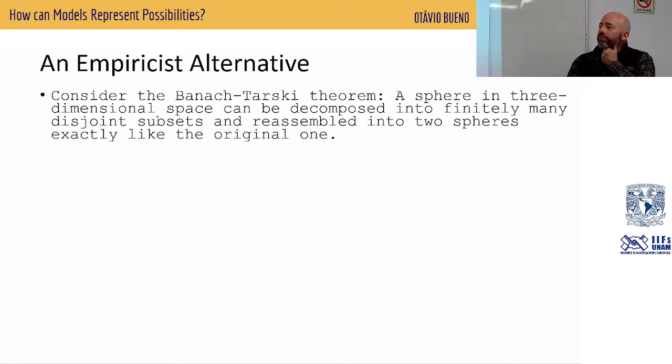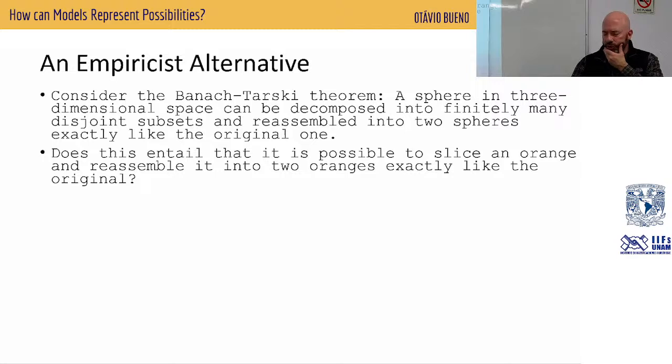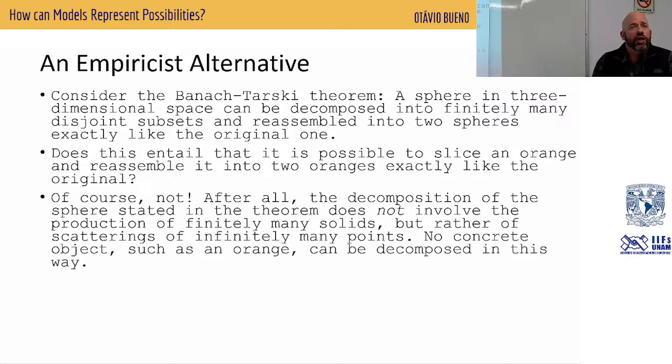So consider, for example, the Tarski-Banach theorem. This is a result in analysis. We need the axiom of choice to prove it. But basically, you have this three-dimensional sphere, and you can decompose that sphere into finitely many disjoint subsets. And then you reassemble these disjoint subsets into two spheres of the same volume as the original one. You may look at this and say, interesting. Does that mean that I can get an orange, slice it, and rearrange it into two oranges? It would be very neat if I could. Well, we'd solve the problem of hunger in the world. So, of course, the answer is no.